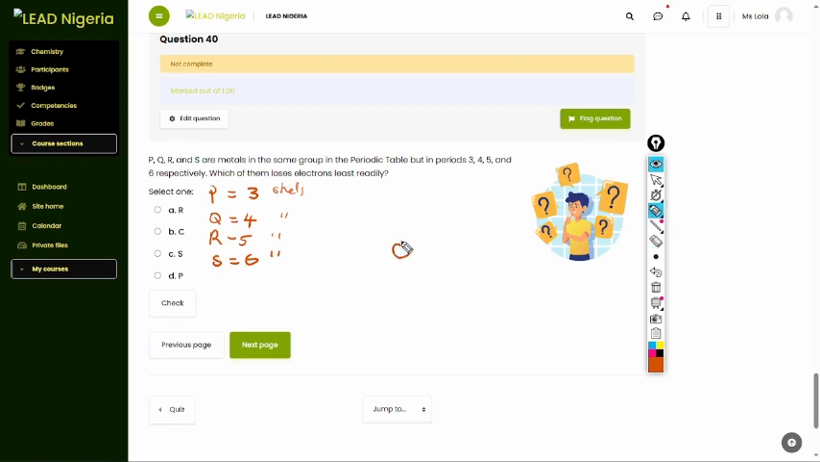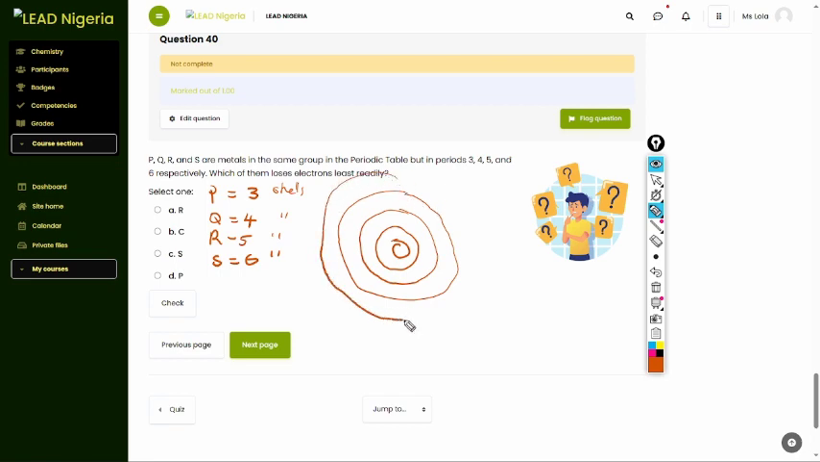So let's say this is the first shell. Second, third, fourth, fifth. Okay, let's do 5 shells. We can still explain using 5 shells. Okay, so this is the nucleus. Okay, so which of them loses electron easily?